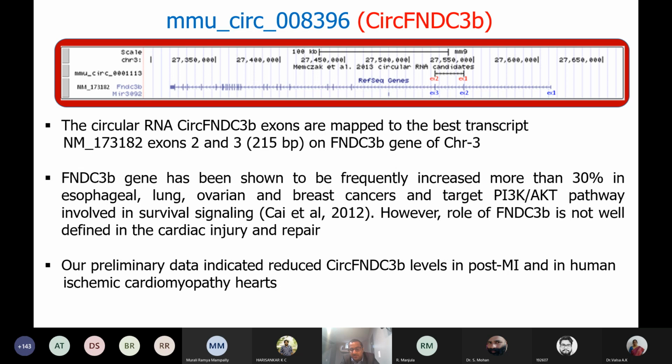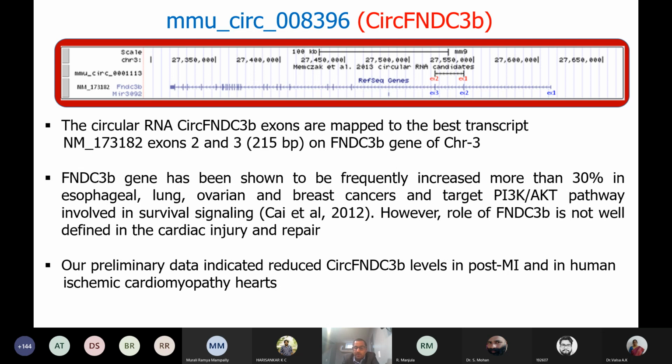The cognate gene FNDC3B, its mRNA has a role in cancers. It is generally elevated in different kinds of cancers, and it is involved in cell survival pathways. In cancer, cell survival is important for cancer progression. In heart disease, unlike cancers, in cancers you want to restrict angiogenesis so that it does not go into metastasis. In cardiovascular disease, we want to activate angiogenesis because your vasculature is compromised because of the occlusion of the artery. So it's opposite actually. In cancer, you want to restrict angiogenesis. In cardiovascular disease, you promote angiogenesis because you need more vasculature for the heart so that there is better pump function.